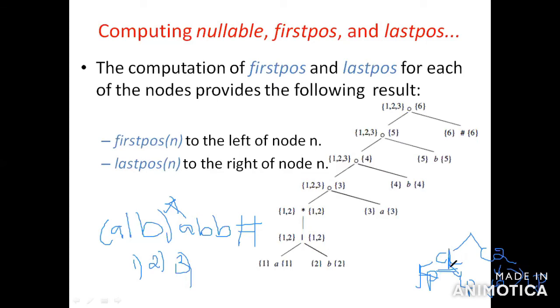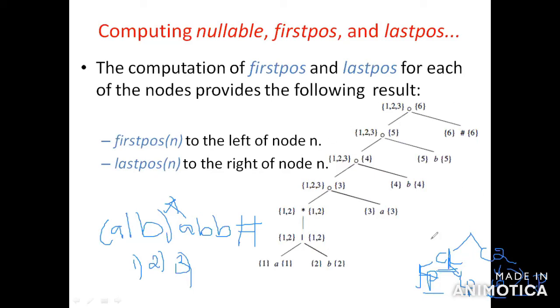Okay. So left child is C1, right child is C2. In C1, left child is first position, right child is last position. That is first position of C1, last position of C1, first position of C2, last position of C2. I think you have got the idea. Now I will complete it for the problem.